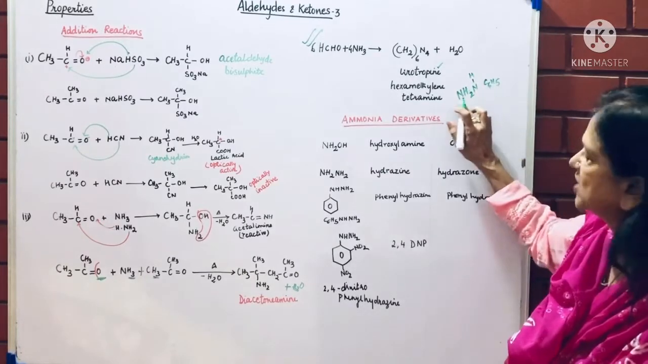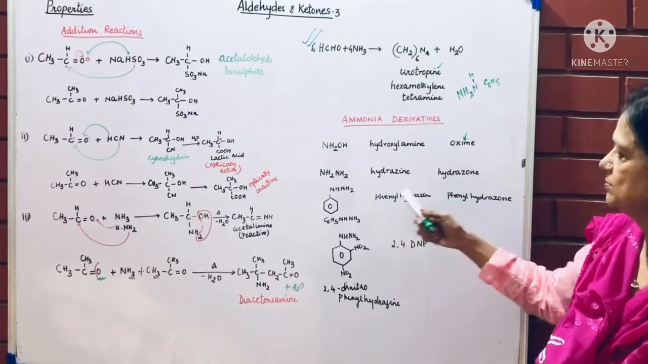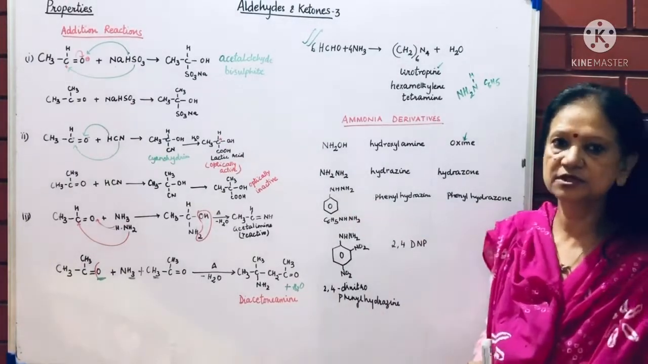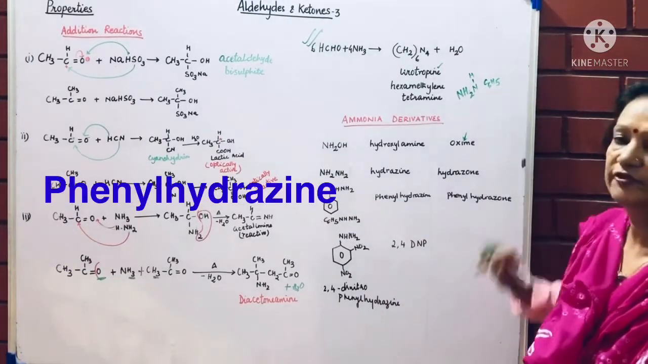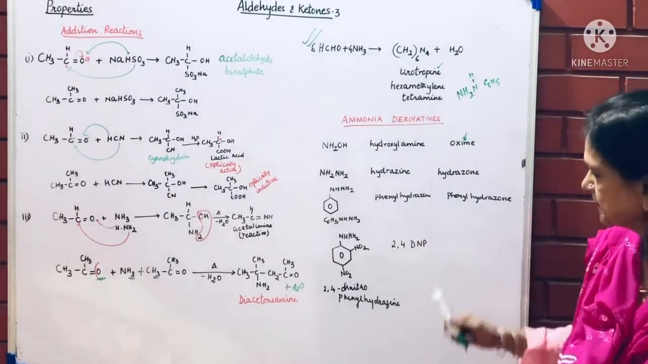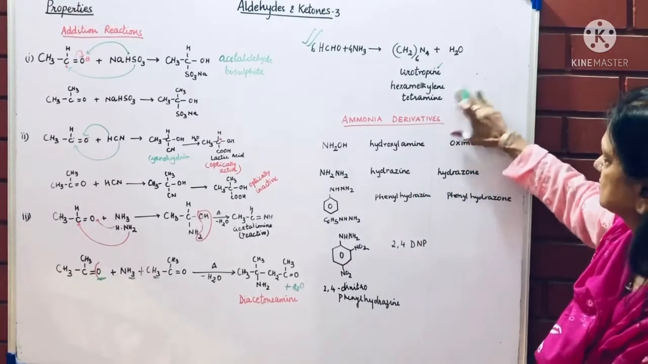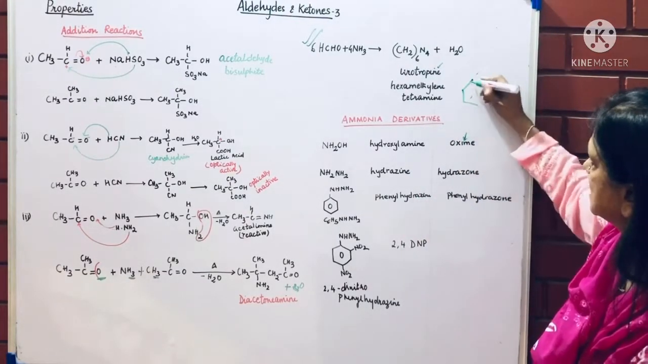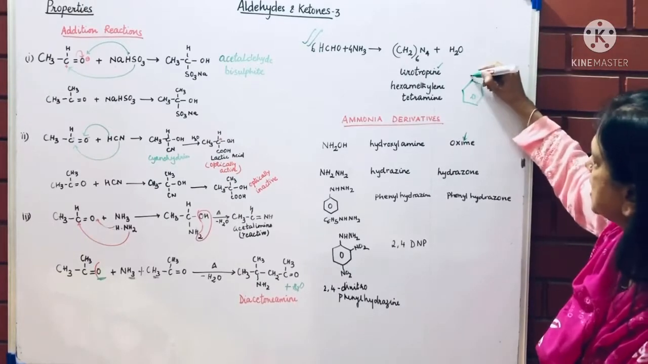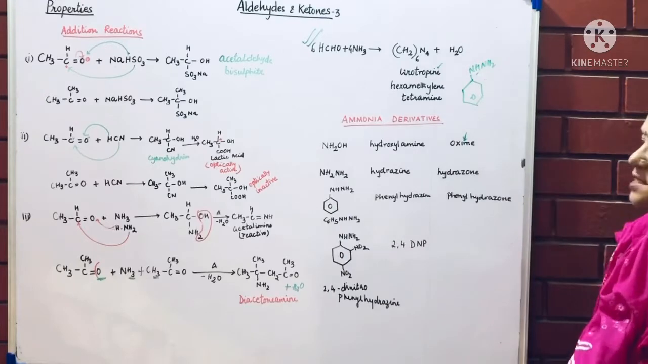So C6H5NH2 will be called phenylhydrazine because NH2NH2 was hydrazine. I have replaced a phenyl group there, so it becomes phenylhydrazine. Next compound is on phenylhydrazine. This is phenylhydrazine. Phenyl group and NH2 on it, phenylhydrazine.